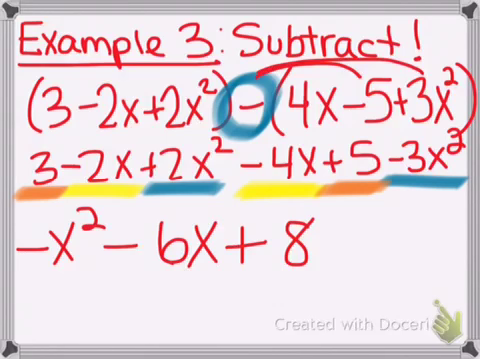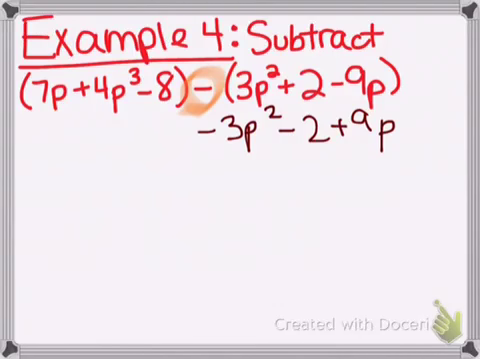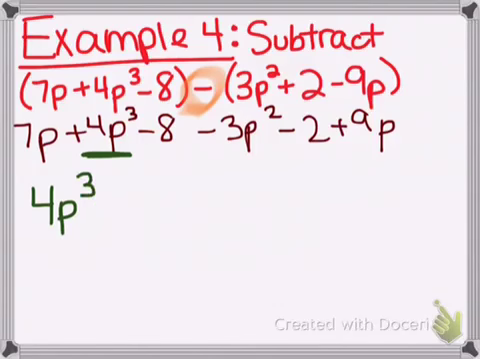For our fourth example, I'm going to try another vertical problem. But again, here we go. For subtraction, we are going to change the signs on every term in this second polynomial. And I'm going to bring down all of the terms in the first polynomial exactly how they're originally written. Now I'm going to look to stack them. So let's look for our highest degree. We have to the third power. So I'm going to write that one first, 4p to the third power.